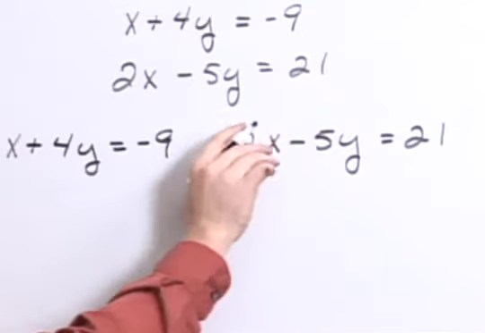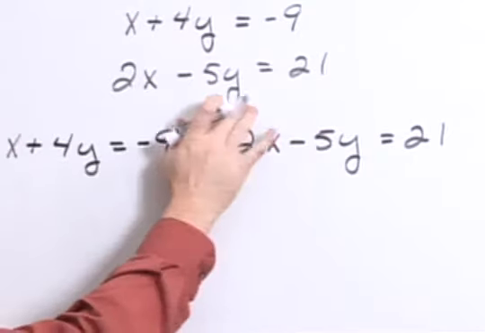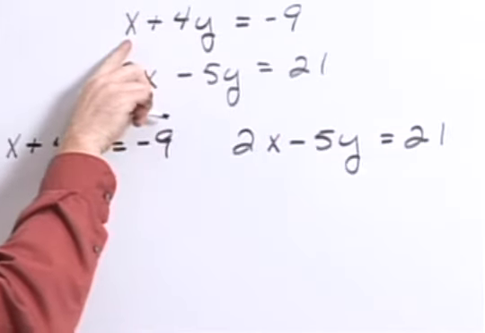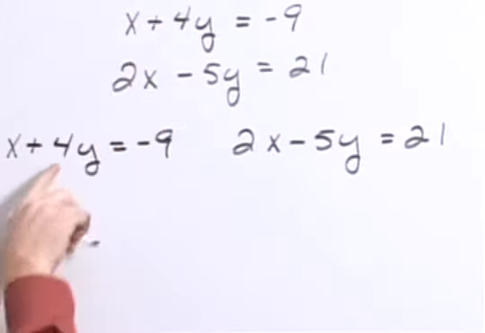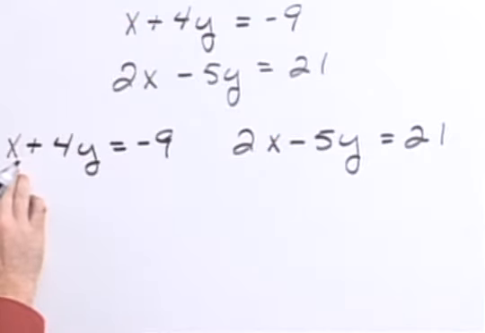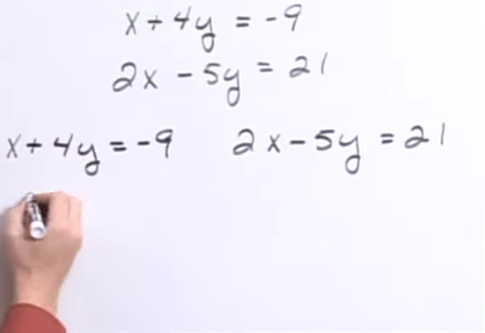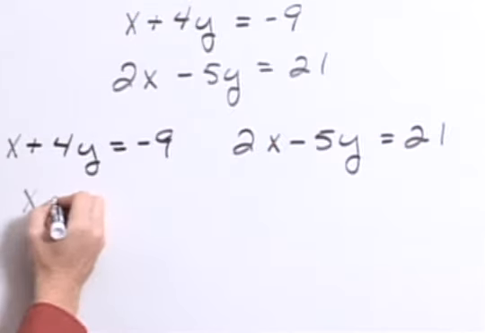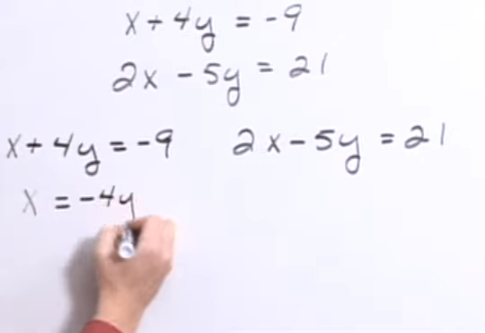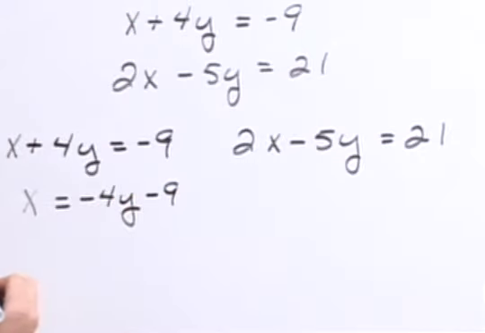Since we're going to be using substitution for this, I could solve for any of these four variables. But since this x has a coefficient of 1, I'm going to choose that to start with. Here I want to solve the literal equation for x, so I want to get rid of the 4y. To do so, let's subtract 4y from both sides. So x equals negative 4y minus 9.